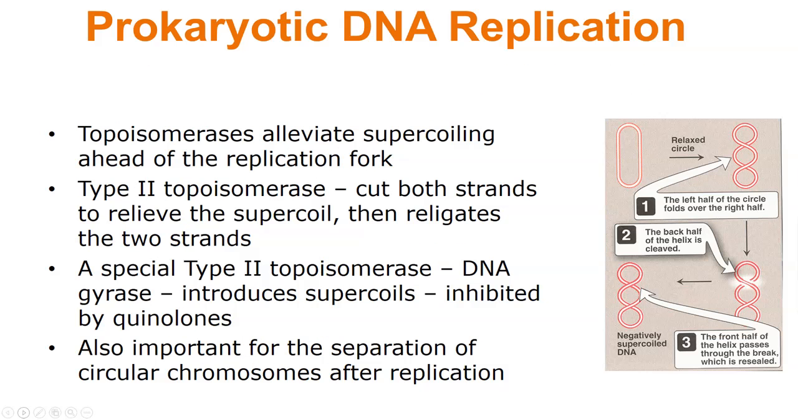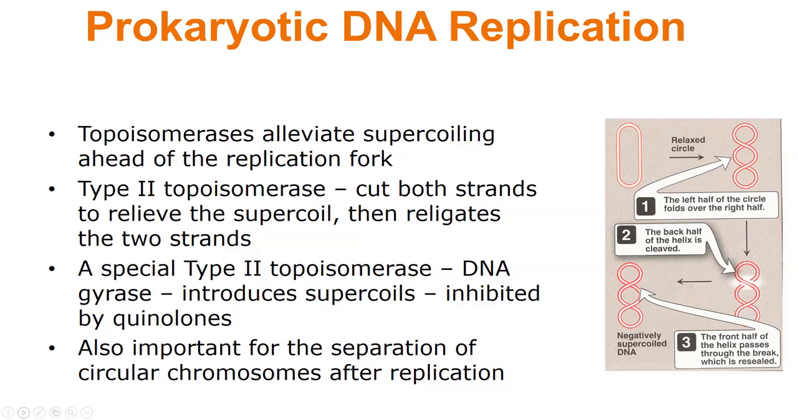The type 2 topoisomerases actually will cut both strands. Obviously, when you cut both strands, it's very easy to visualize: you can just unwrap and religate back on itself. So they have two enzymatic activities. They have the ability to cut the DNA, and they also have the ability to religate the DNA. Okay?